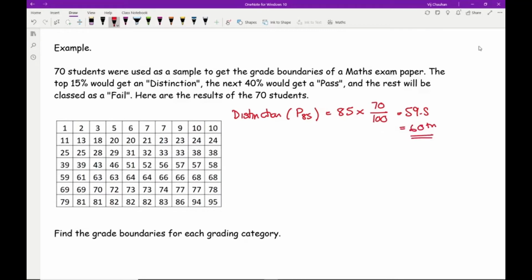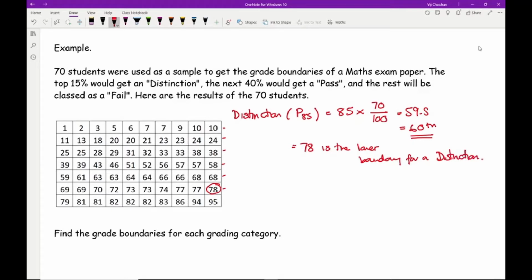Now, from this, what we then need to do is count where my 60th person is going to be. Well, here we've got 10, 20, 30, 40, 50, 60. So 78 is the pass mark, is the lower boundary, I have to say, for a distinction.